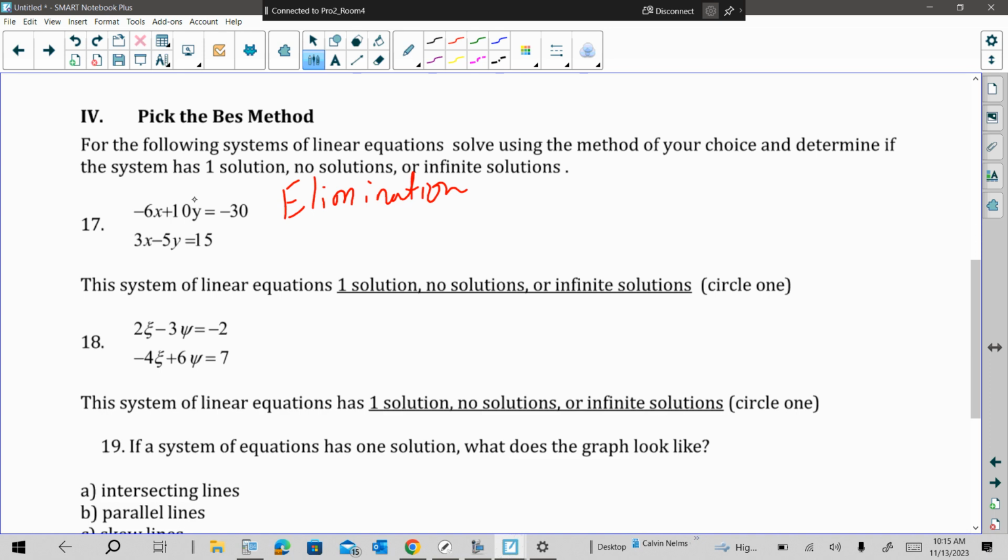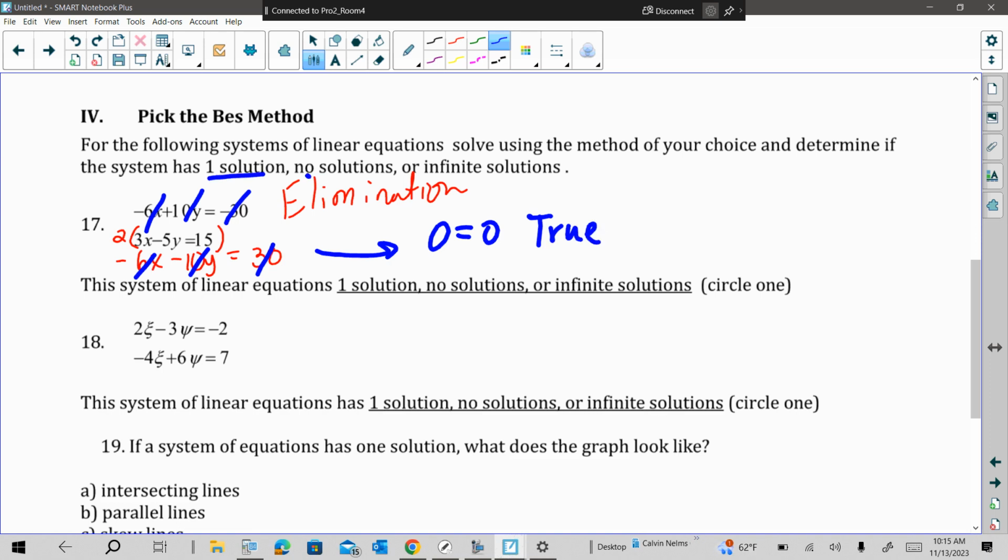So I could eliminate either the x's or the y's. Which one do you want to do? You're going to eliminate both of them. Yeah, well, if I multiply by 2 here, this is going to be negative 6x minus 10y equals 30. Yep, and I don't know if y'all see this, every term eliminates. So you're really going to get basically 0 equals 0, which is true. And if it's true, are you going to have one solution, no solution, or infinite solutions? Yeah, infinite solutions. There we go.